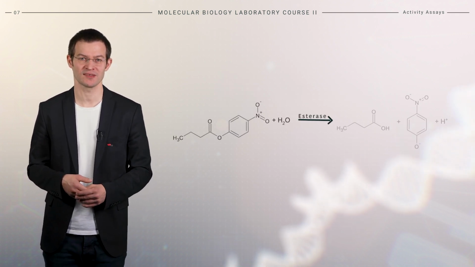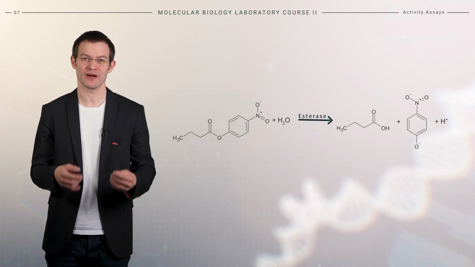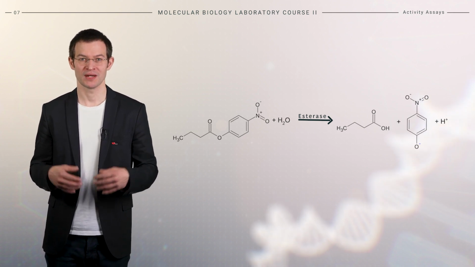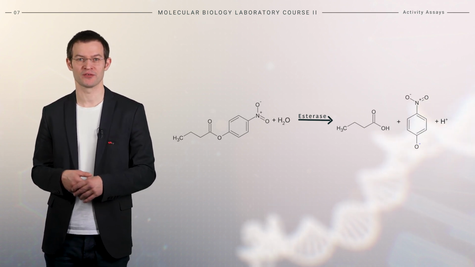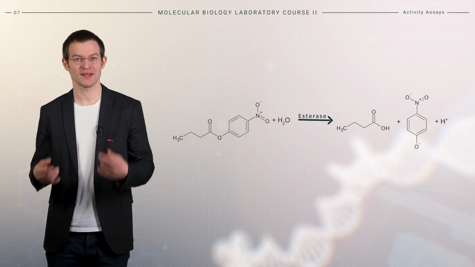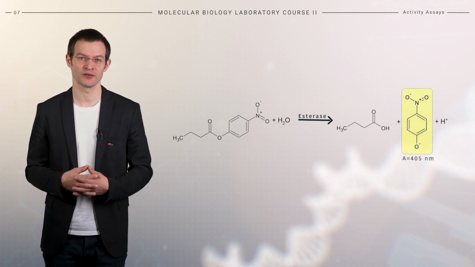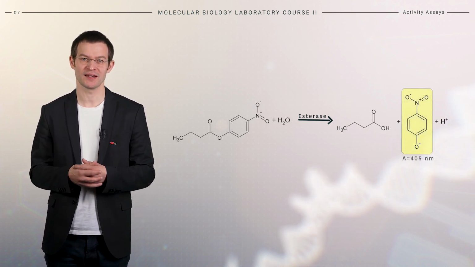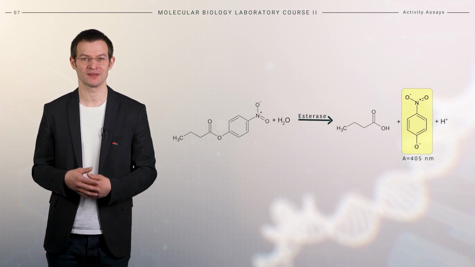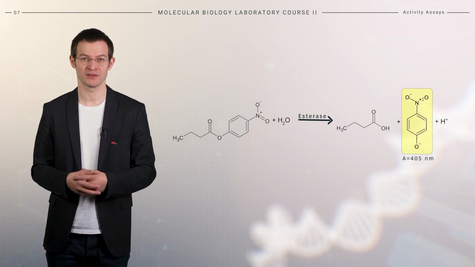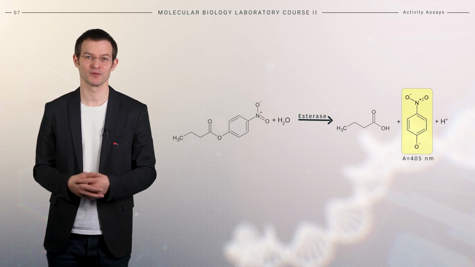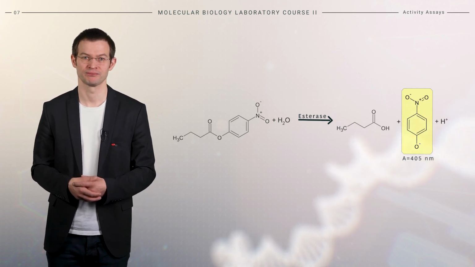Paranitrophenol is widely used in enzyme assays because it can be attached to various groups like phosphates, acetate, or palmitate. Here, an esterase is mixed with the substrate paranitrophenol butyrate. This molecule is colorless. However, if the esterase is active, it releases the paranitrophenol group, which strongly absorbs light at 405 nanometer. This property allows us to monitor enzyme activity. The higher the activity of the enzyme, the more paranitrophenol will be released. Thus, the higher the absorbance at 405 nanometer.